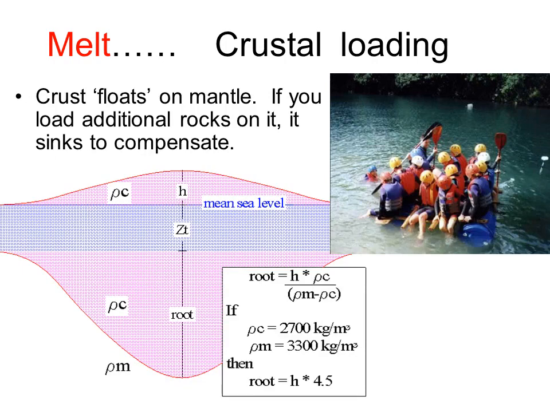In fact, to achieve a 2 kilometer increase in surface elevation, you can see the H in the diagram on the left, that requires the base of the crust to sink about 9 kilometers into the mantle. That's the distance labeled as root in the diagram. And 9 kilometers of sinking results in a temperature increase of between 250 and 300 degrees centigrade, and that's enough to start melting rocks that are already hot.